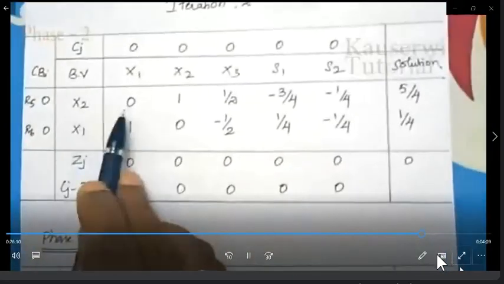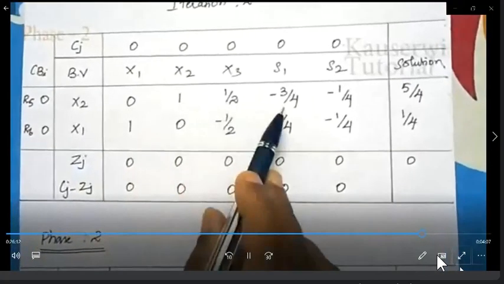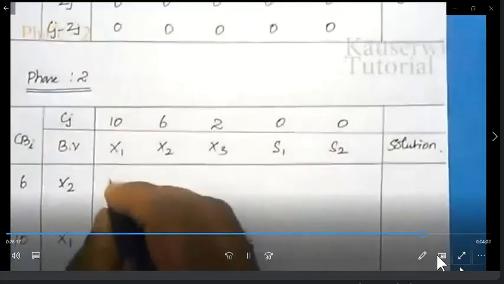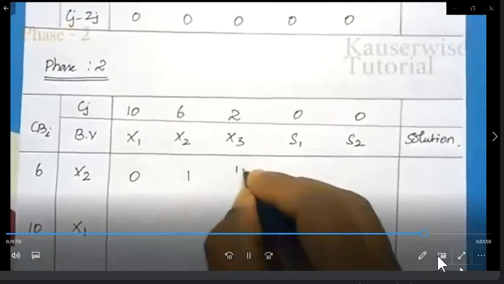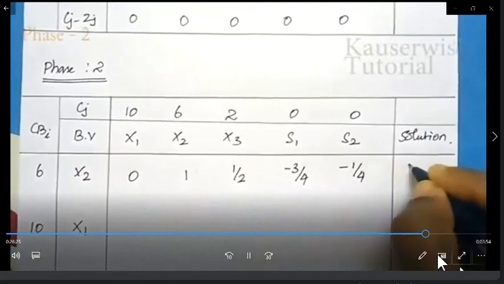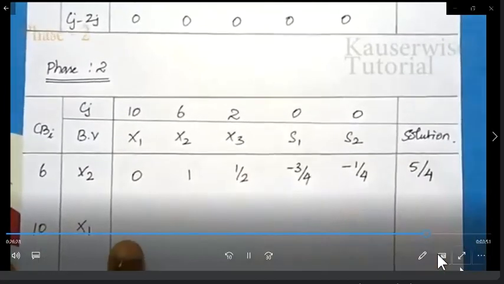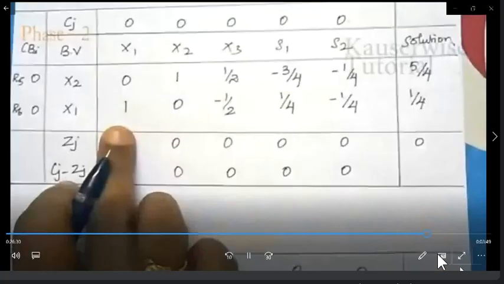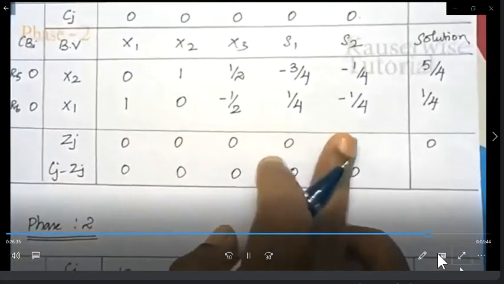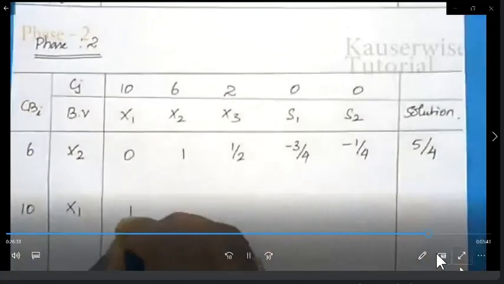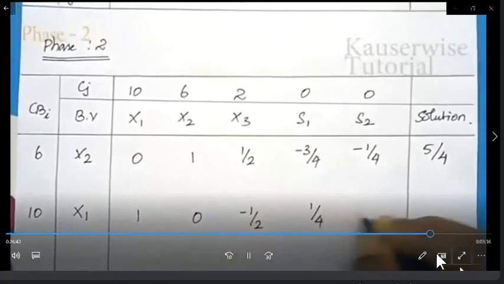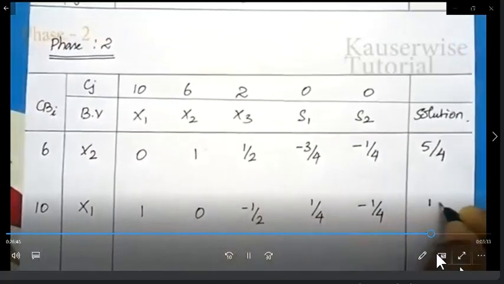For the x2 row: 0, 1, 1/2, minus 3/4, minus 1/4, 5/4. Right, as it is. For the next row also, write as it is: 1, 0, minus 1/2, 1/4, minus 1/4, and 1/4.